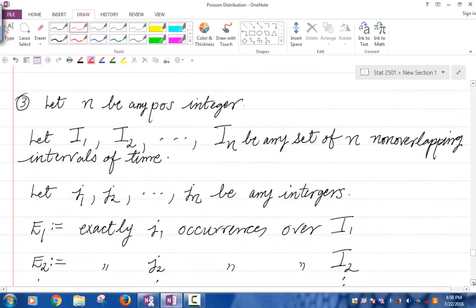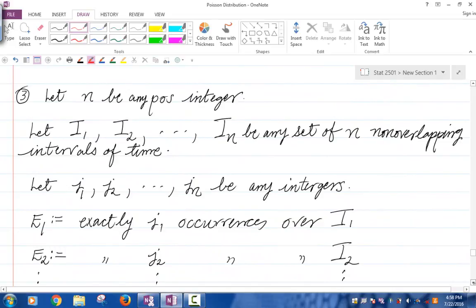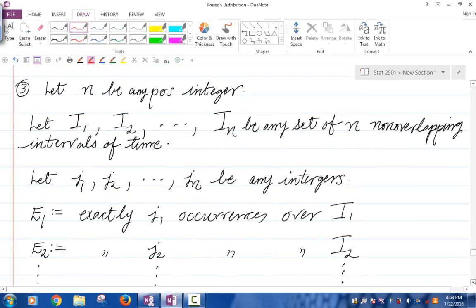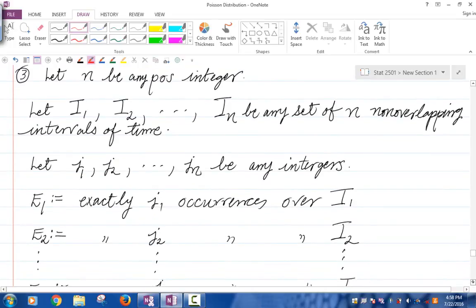Assumption number 3, in order to describe it, I have to introduce some notation, so bear with me. Let n be a positive integer. Let I1, I2, up to In be any set of n non-overlapping intervals of time. Let J1, J2, up to Jn be any non-negative integers.